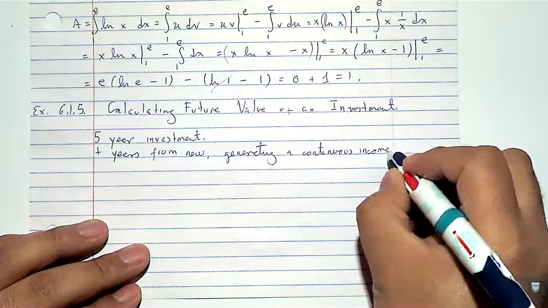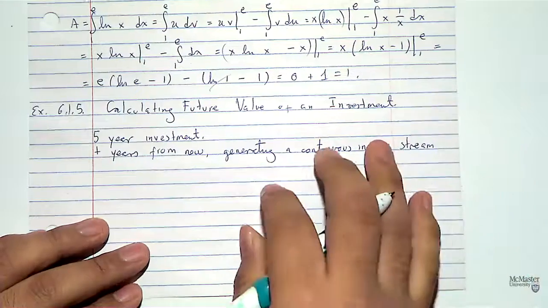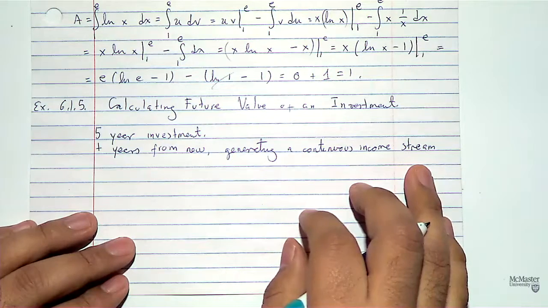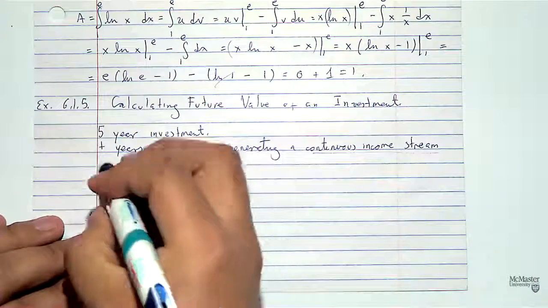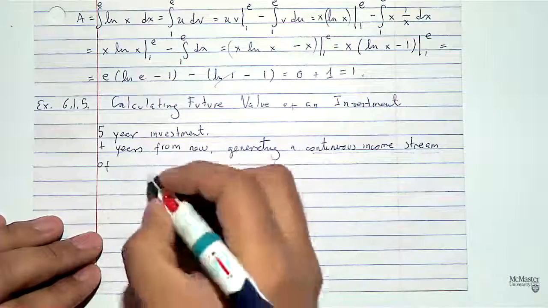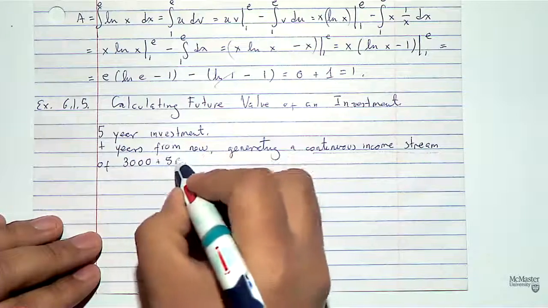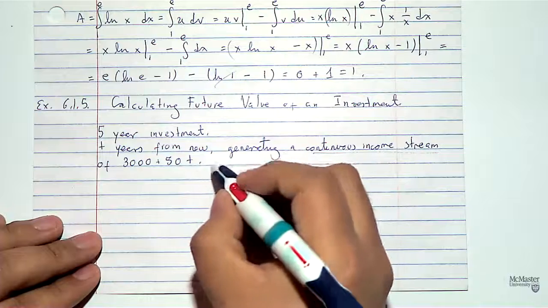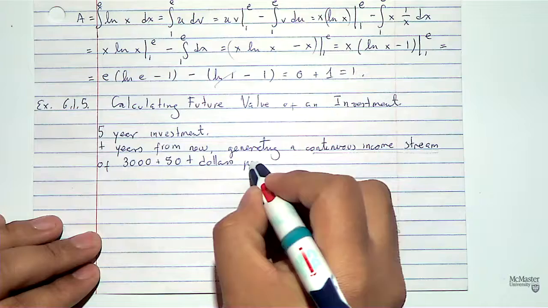So be mindful of the income stream, because that will be, in a way, a function related to the derivative. And that continuous income stream is given in a mathematical form, 3,000 plus 50 times t. Now the units of this are dollars per year.